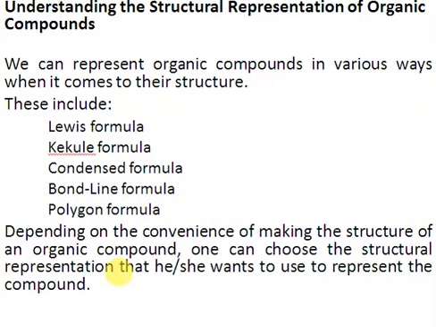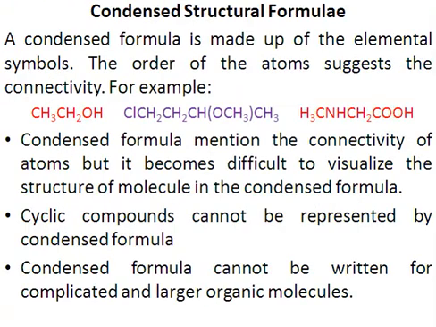All of these are useful depending on our need or how conveniently we feel in using these formulas. Firstly we will consider the condensed structure formula. A condensed structure formula is made up of elemental symbols, and the order of the atoms suggests their connectivity. For example, this is the structure of ethanol. Here you can see that we have CH3 joined with CH2, which means that carbon and carbon are bonded together.